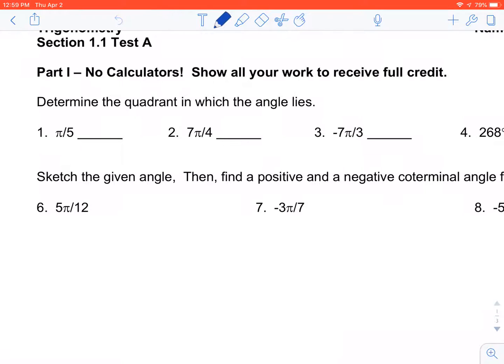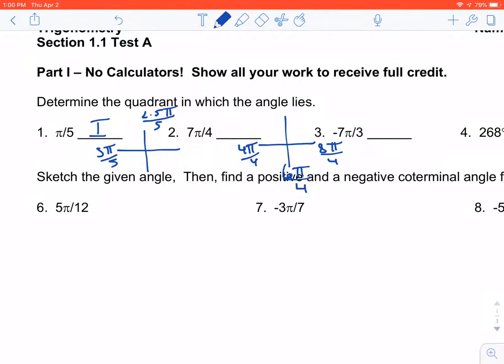If I were going to do a road map, pi would be 5 pi over 5. Half of that's about 2.5 pi over 5, so pi over 5 is definitely in quadrant 1. 7 pi over 4 is one that we're a little bit more familiar with because it's going to be on our unit circle, but once we figure out that this is 6 pi over 4 and 8 pi over 4, this lives in quadrant 4.